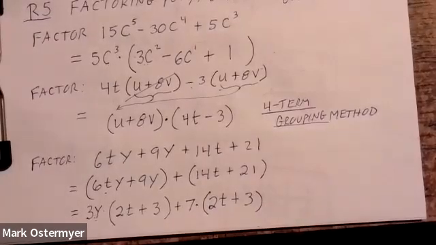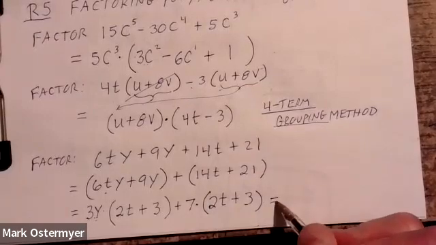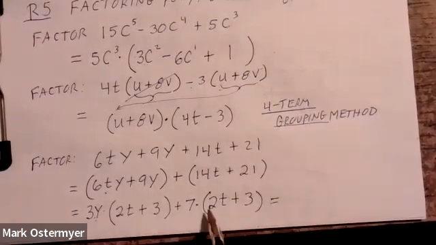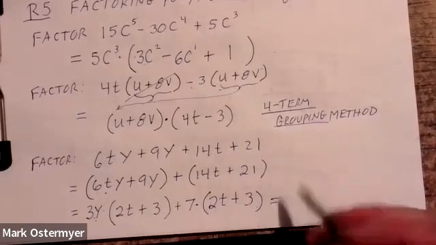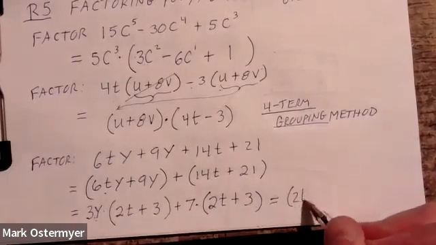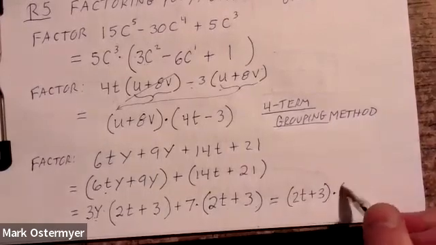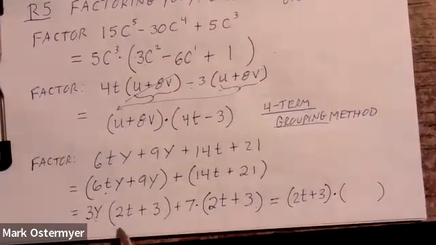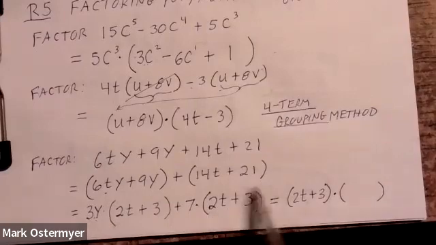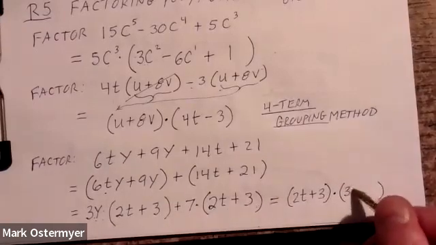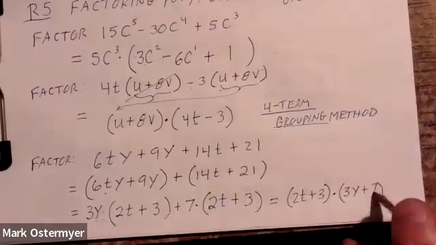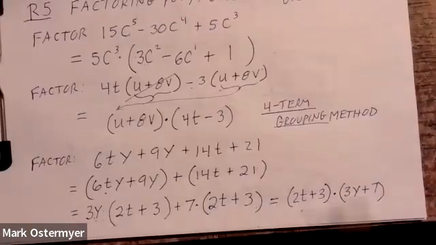2t plus 3. Now, ladies and gentlemen, do we recognize something here? Both these terms share a common what? Binomial factor, which is what? 2t plus 3. So we can factor the 2t plus 3 out of both these terms times what do I leave behind? I'll leave behind 3y plus 7. And this is considered to be the factorization of this 4-term polynomial.